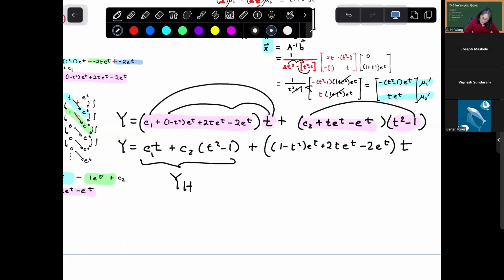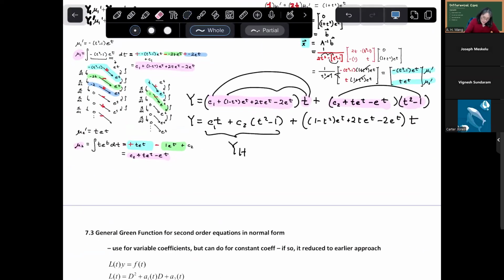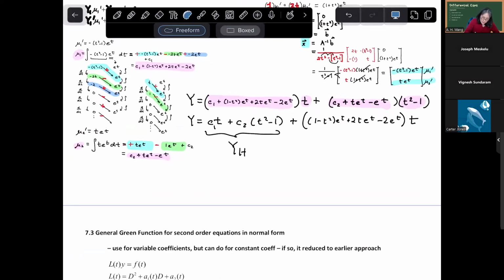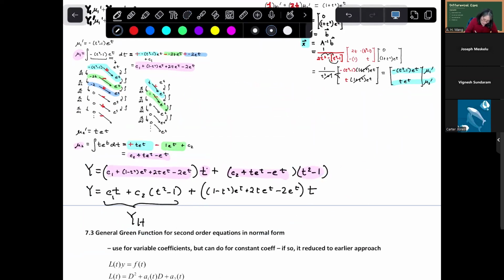Unfortunately, I wish I could write it all on one line. Let me see if I can fit it all on one line. Okay, so we just did this. Let me get it right here. Okay, so there we go. And so we just went this and this, and then the t with all of this. And now what we need to do is this whole thing with this part. So that would be plus t e to the t minus e to the t squared minus 1.